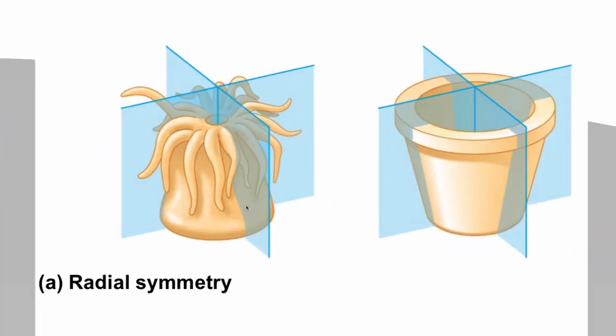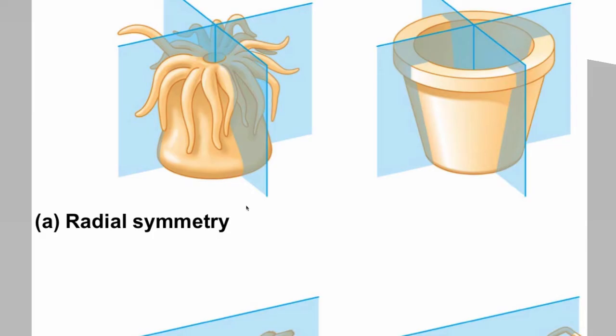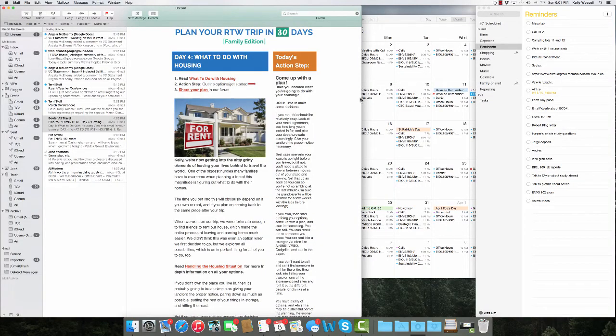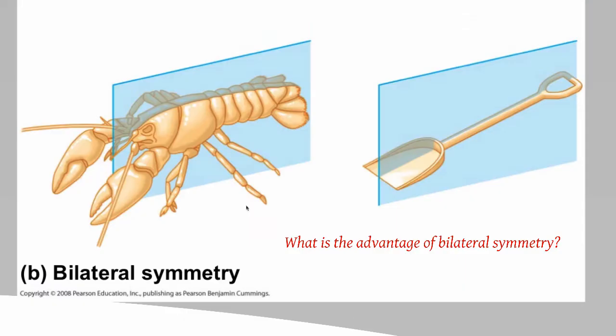Here's an example of a radially symmetrical animal. This is a cnidarian. It's in the phylum Cnidaria. It's a sea anemone. These are related to jellyfish and corals and hydras and things like that. But what you can see here is that there's no front and back. There are multiple planes of symmetry, just like in this planter. Okay, so that's what radially symmetrical organisms are all about. Multiple planes of symmetry, no distinct top and bottom or front and back. In contrast, bilaterally symmetrical animals only have one plane of symmetry. And we're talking about external morphology here.